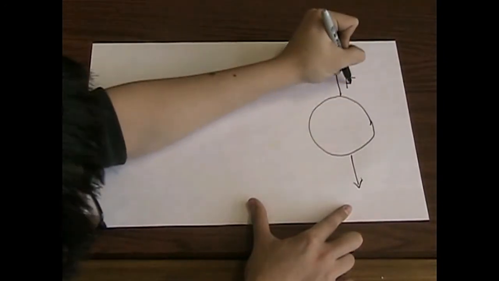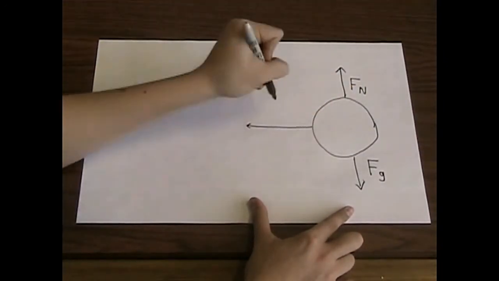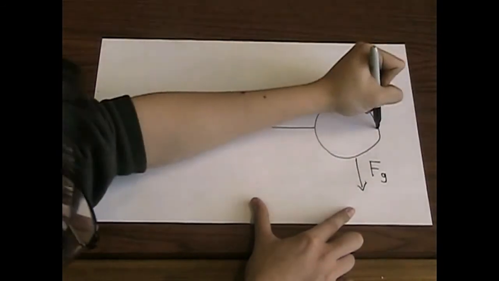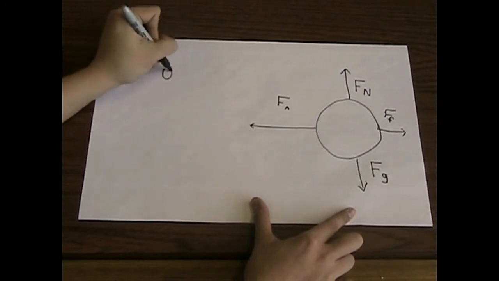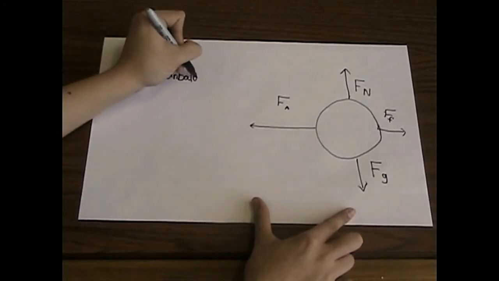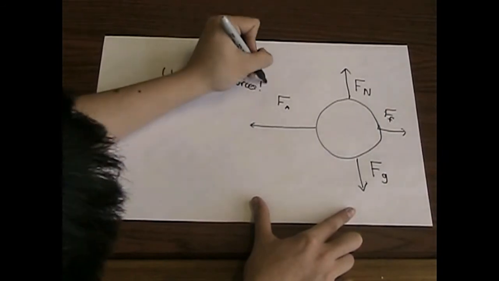This is a free body diagram of the ball. The force going downwards is the force of gravity, while the force going upwards is the normal force. There is a force facing left, which is the applied force from the kick of the ball, which overpowers the force going right, which is the force of friction. As a result, we have an unbalanced force on the ball going left.